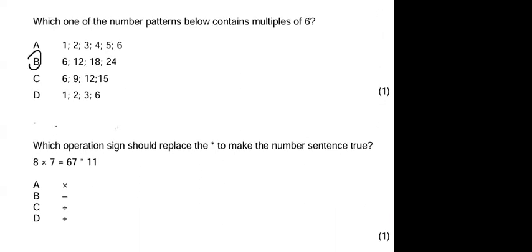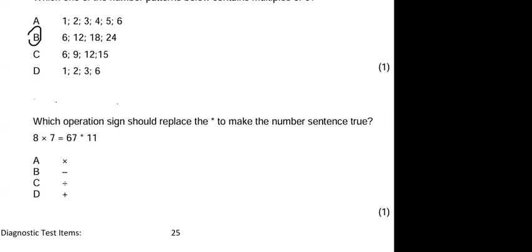Next one says, which operation sign should replace the asterisk to make the number sentence true? 67 and 11 make 56. If you multiply 67 by 11, that's a big number. But if you subtract, 67 minus 11 is 56. So minus, definitely minus, to make it true. To make it true, we make both sides equal to 56. And if we take away 11 from 67, that would actually give us 56. So there we have it, guys. Minus.